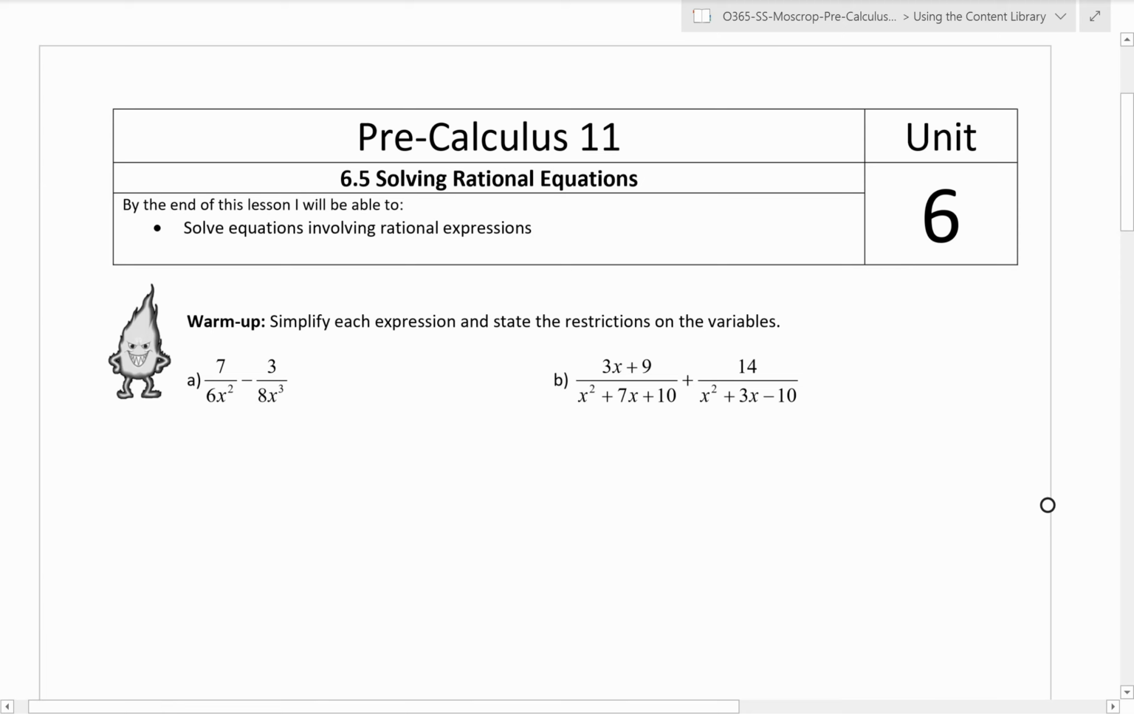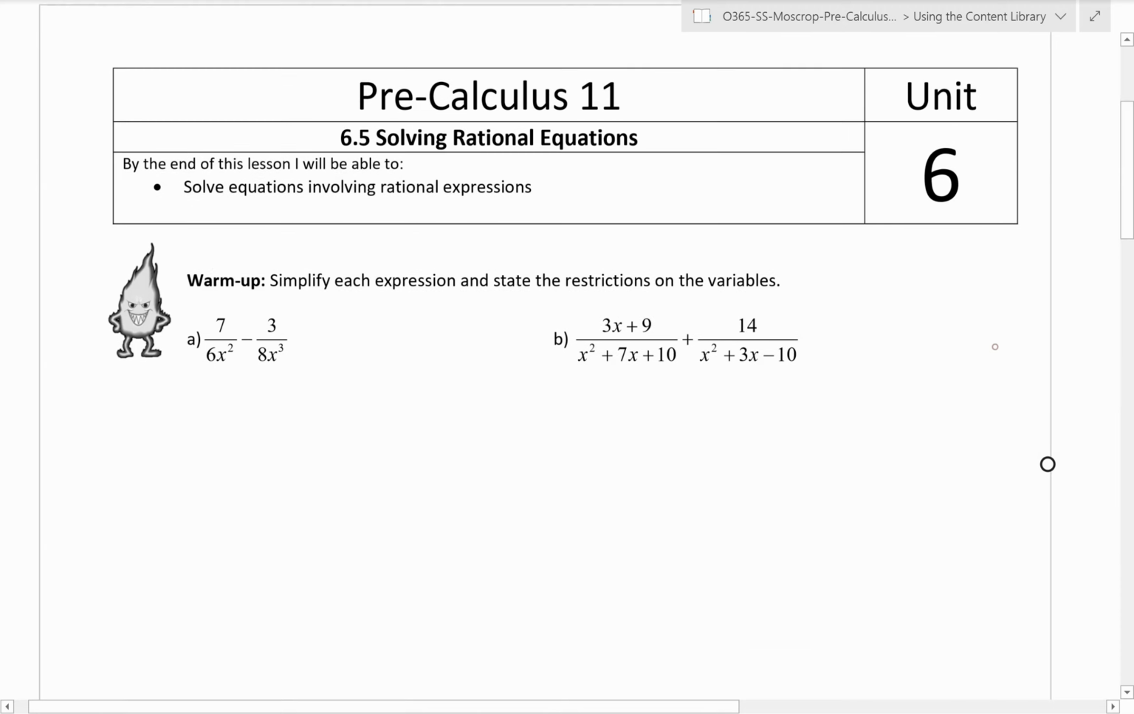All right, welcome back to 6.5. We are moving on to solving rational equations. For the first 4 lessons in Unit 6, we were simplifying rational expressions, and today we are actually going to solve some rational equations, okay? So we're taking really just one step further, okay? It's not much different from simplifying, I'll be honest with you.